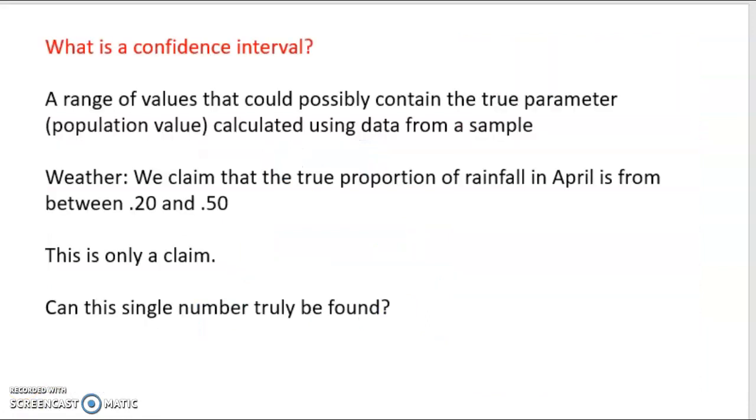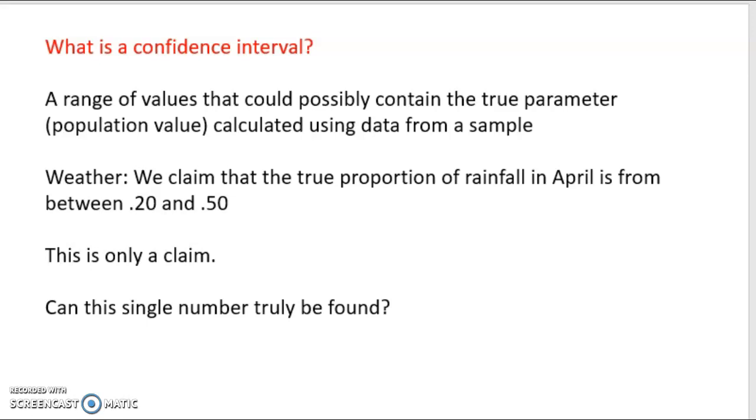So that leads us into what is actually a confidence interval. A confidence interval is a range of values that could possibly contain the true parameter. In this case, a true parameter is a population value. So before, when we were talking about athletes, we talked about an ability. Now, when I talked about ability, I said that you can never truly determine the athlete's ability because we don't have an infinite amount of chances. So we're finding a range of values that could contain the true parameter.